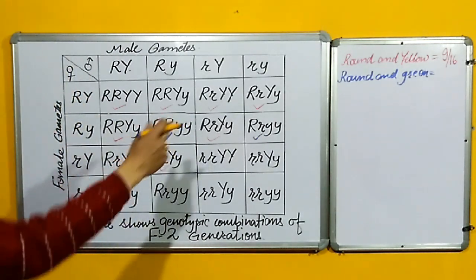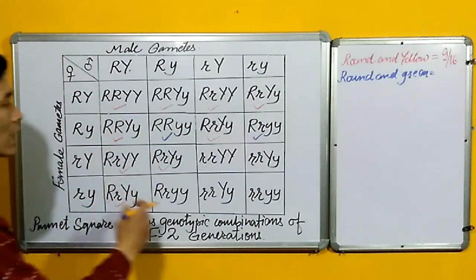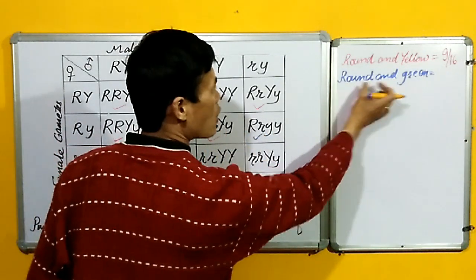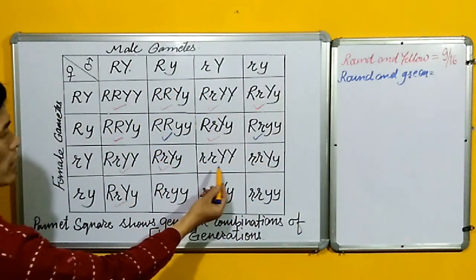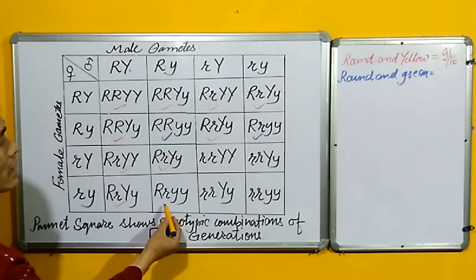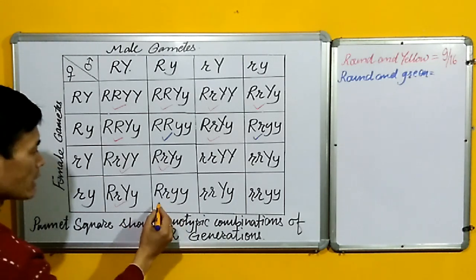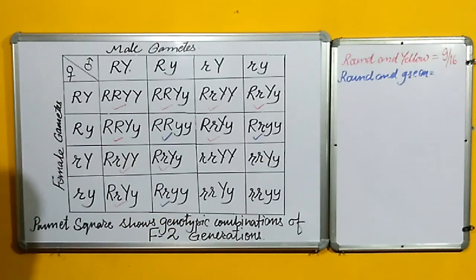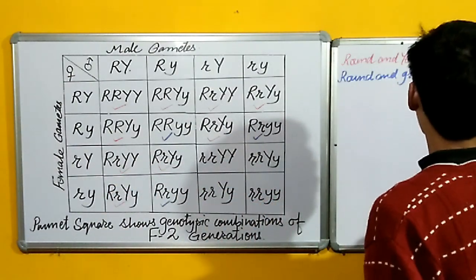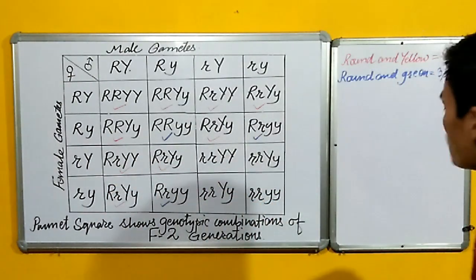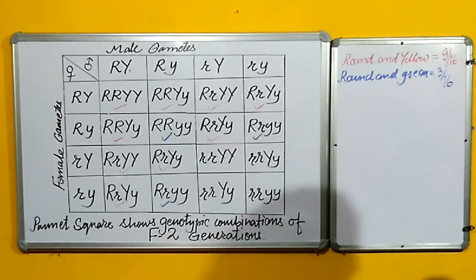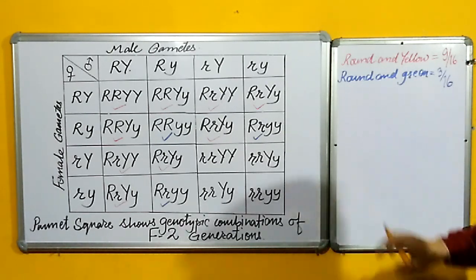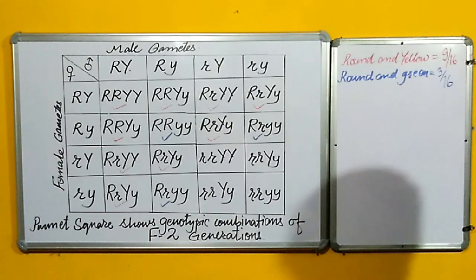So that is number 2. Now let us come to the other combinations and try to find the same kind of expression, that is, round and green seeded. So this is not round and green, this is not round and green. So here once again we find that this combination also gives round and green seed. So out of 16 individuals, 3 of the individuals are round and green as far as their phenotypes are concerned.